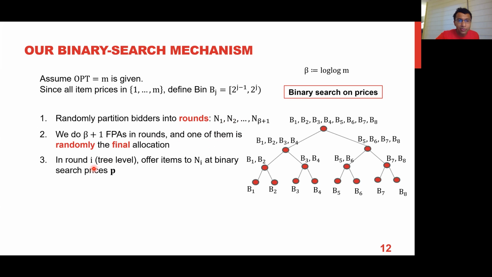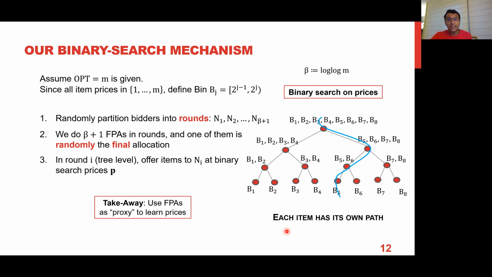Now how we do this is basically, as I was saying, a binary search. At the root level, you start off with all the bins, and say bidders in N_1. You set item prices. Each item has its own root-to-leaf path, because for each item, if it gets sold, you raise its price in the next round, and if it does not get sold, you lower its price, and so on. The main point is that we use whatever feedback we get, whether the item gets sold or not, as a proxy to update our prices.